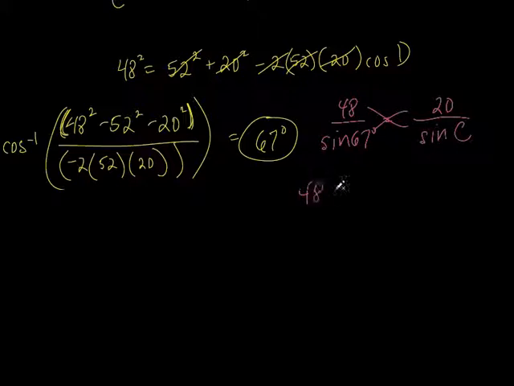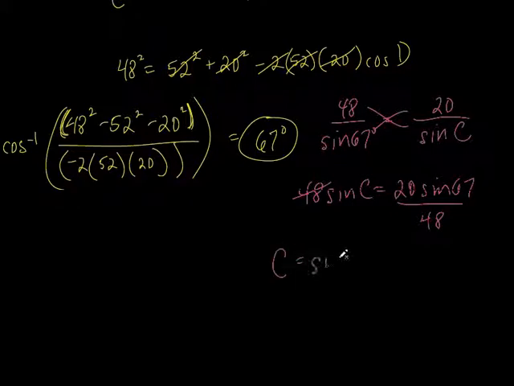All right? Now we can cross multiply. So I get 48 sine of C equals 20 sine of 67. Let's solve for C. Divide both sides by 48. And then we want to solve for C, so we take the inverse sine of it. So C is equal to the inverse sine of all this stuff. I'll just put an arrow there.